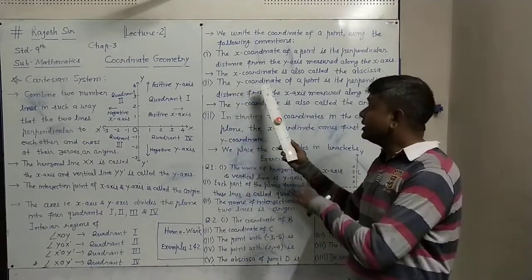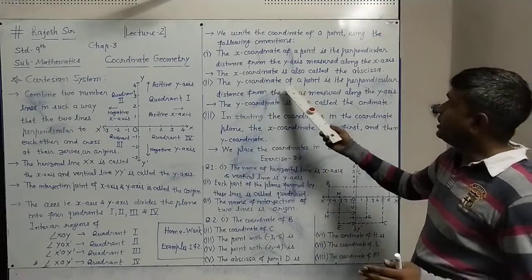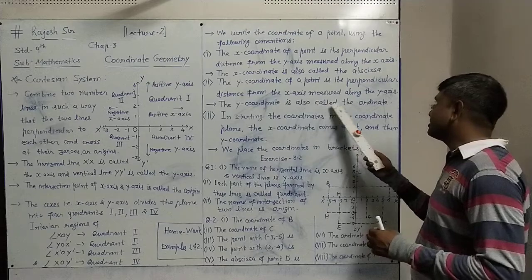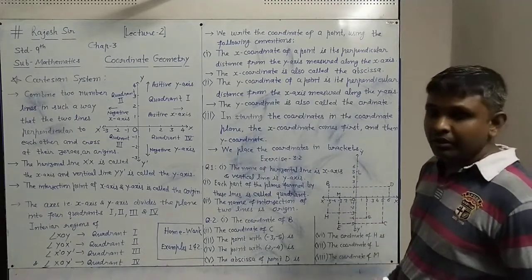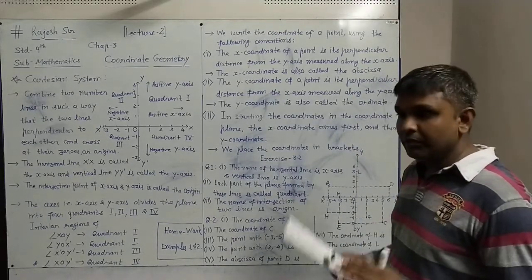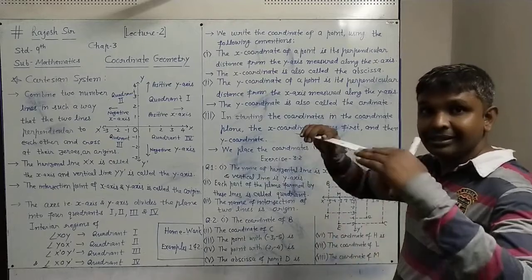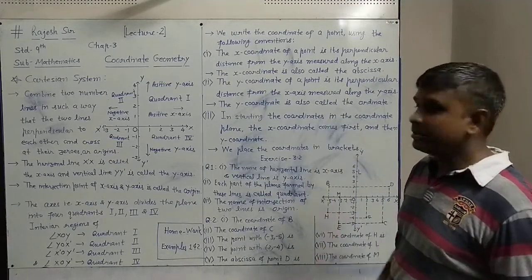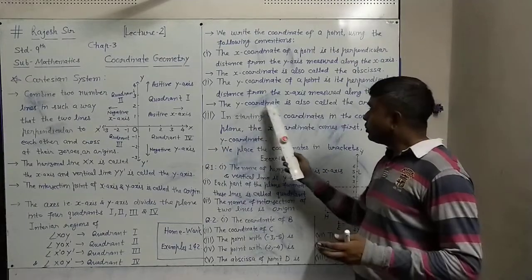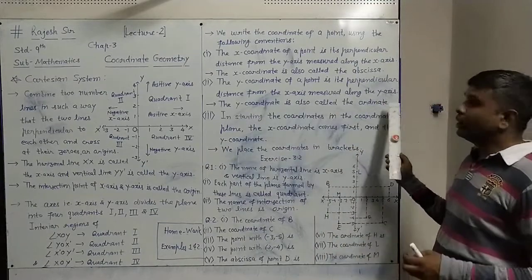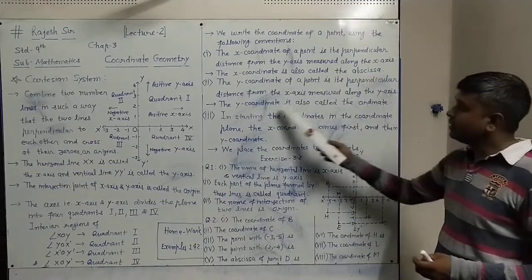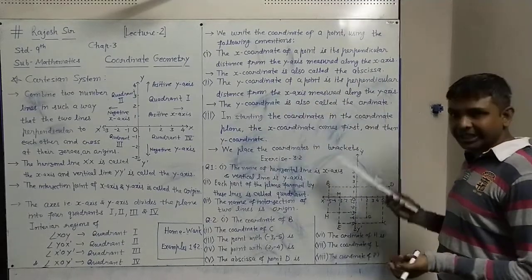Similarly, the y coordinate of a point is its perpendicular distance from the x-axis, measured along the y-axis. When we write the y coordinate, it shows the distance from the x-axis, and we measure it along the y-axis. The y coordinate is also called the ordinate. Like the x coordinate is called abscissa, the y coordinate is called ordinate.